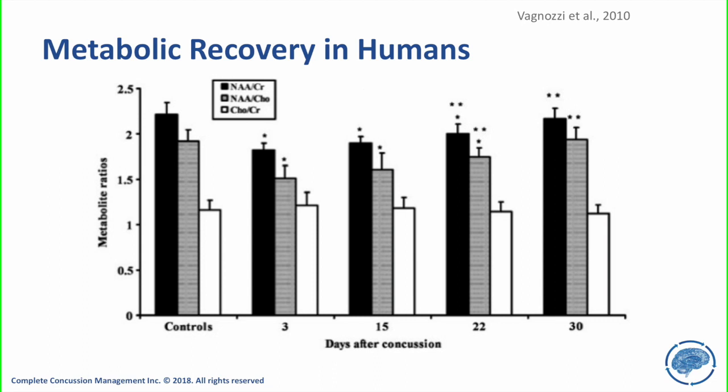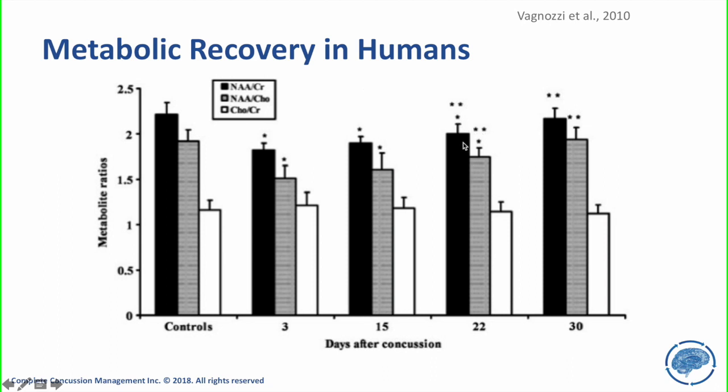And you can see that they look at different ratios. Let's just follow the black bars so that it's easy for us to do so. So here's a control group, no concussions. This is 3 days after injury. We can see that there's a significant difference from the control group. 15 days after injury, still significantly different than the control group. 22 days after injury, still significantly different. And then not until day 30 do we lose that single star and we're back up to our baseline levels.